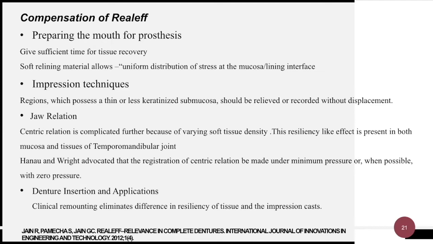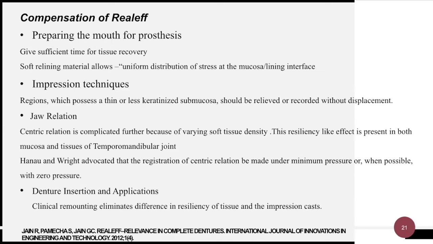Impression technique with a mild displacement should be used. Jaw relation: the relief effect is also seen in the TMJ and the mucosa. Hanau said the relief effect is a chief source of error in registering the maxillomandibular relationship, and the centric relation registration should be made under minimal or zero pressure.